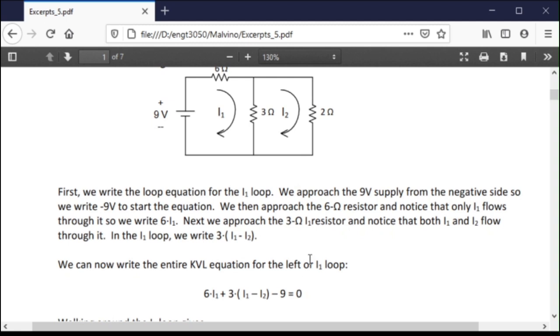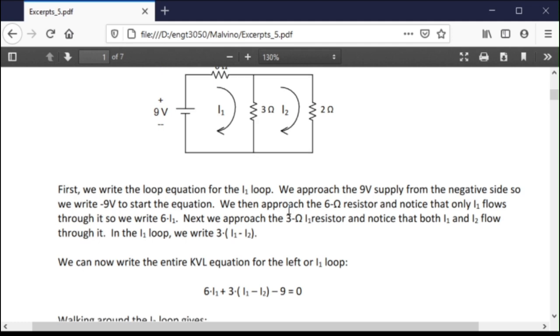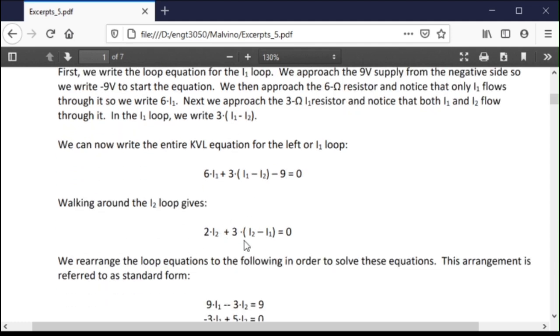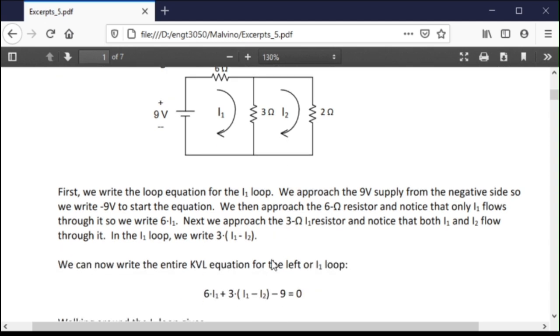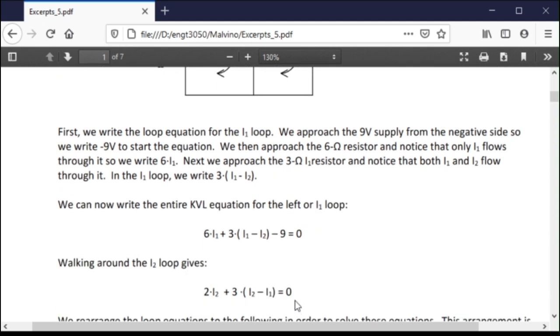do that, we go through and we do the second pane. Second pane is we have the 6 I2, and then right here we have the I2 minus I1, or 3 times (I2 minus I1), and that's equal to 0. So here are our two equations. 6I1 plus 3I1 minus 3I2 minus 9 equals 0. And then the second one is 6I2 plus 3I2 minus 3I1 equals 0.